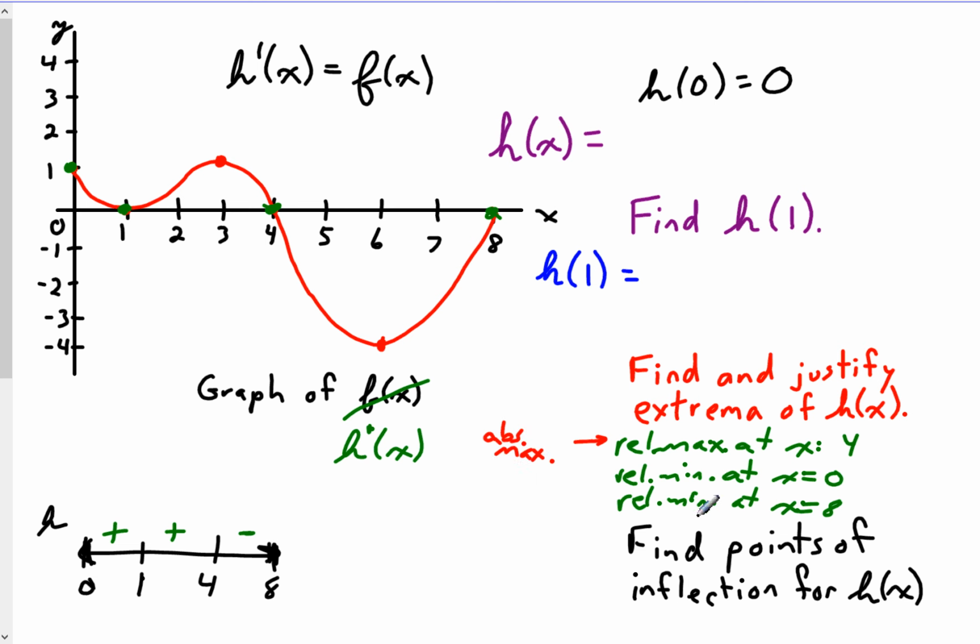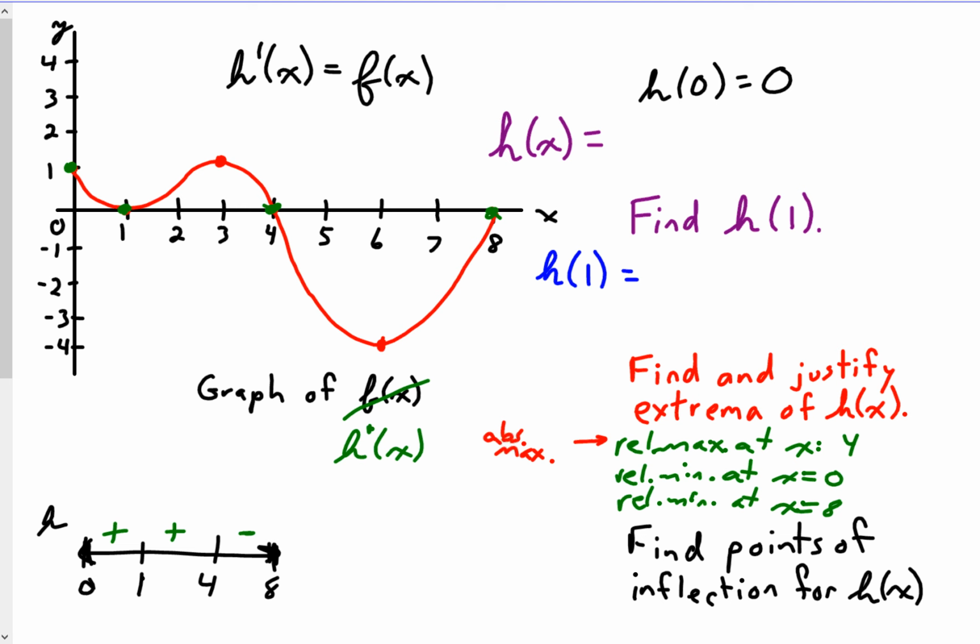But then I have two relative minimums, and to decide which one is absolute, I need to actually be able to say something about the h values at the endpoints. Well, we're told h of 0 is 0, so I need to talk about h of 8. And this is where our fundamental theorem can now come into play.